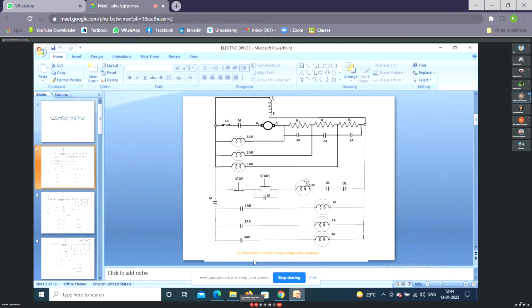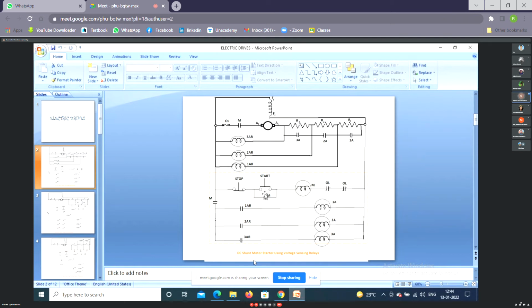When this coil M is excited, it will close all its normally open contacts. There is a contact in the power circuit, so this contact will be closed. This contact and this contact will be closed. Now when the power circuit contact is closed, the armature will get supply in series with this resistance. So the motor will start.